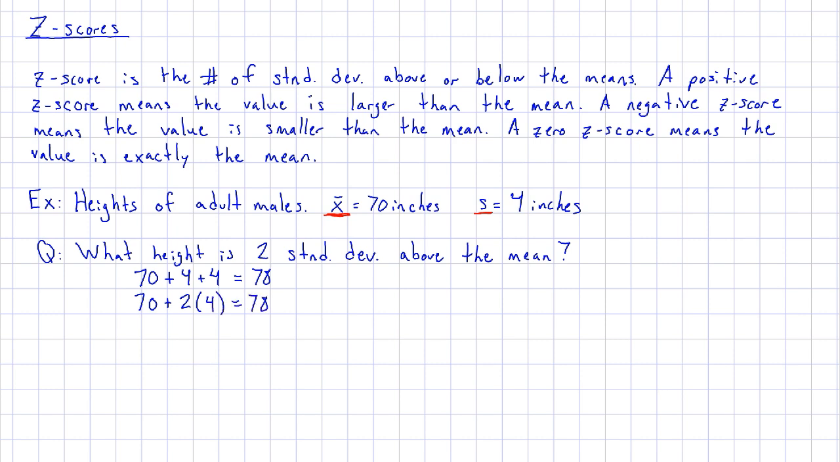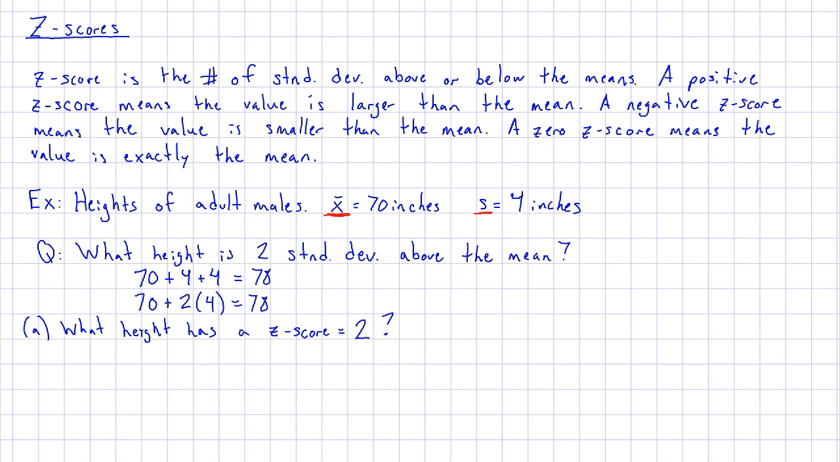So this sentence is the English language description of a question that involves the z-score. If I were using instead the mathematical terminology, the z-score terminology, I would say, what height has a z-score equal to 2? And that's the same thing. So this is my question. Let me just make a note here.